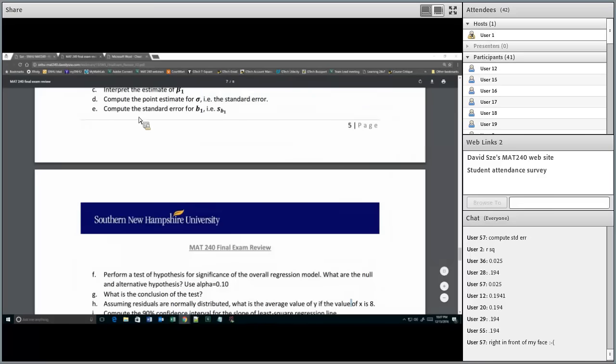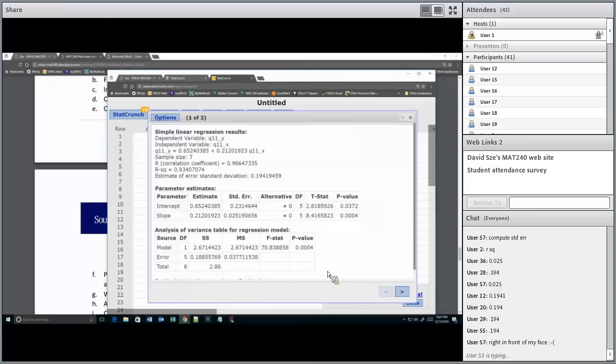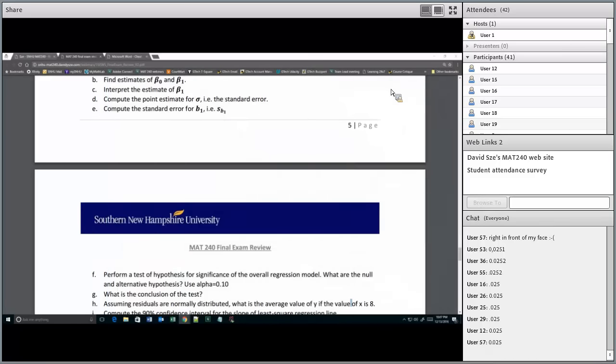It's right in front of us. Yes. Okay, but now the question is compute the standard error for B1, for the slope. Standard error for B1 is given where? Standard error for the slope. Very good. It's right here. See that? Slope, standard error, 0.0252. Okay, that's the standard error for the slope.